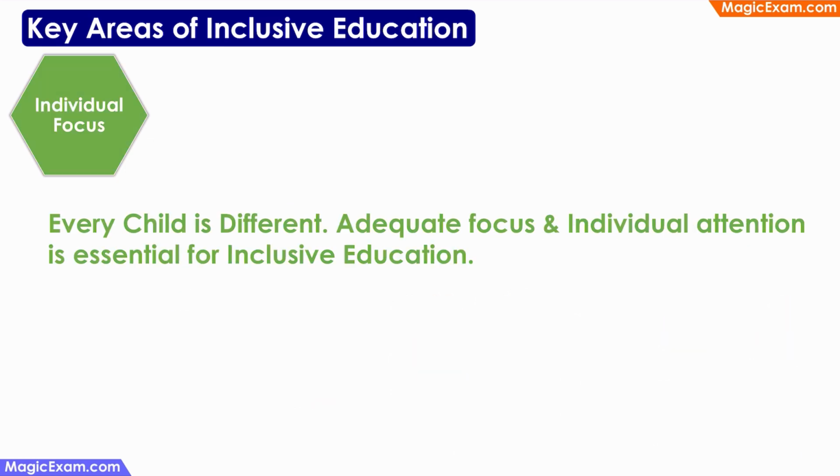Another aspect that has been mentioned many times in many of the handbooks or the NEP or the NCF is that individual focus is very, very essential for inclusive education, because every child is different, irrespective of the abilities or the disabilities or the background of the children. Every child is different. Therefore, the teacher and the school and everybody who's involved in the teaching learning process should make every effort to give adequate focus and individual attention to all children so that the inclusive education goals are met.